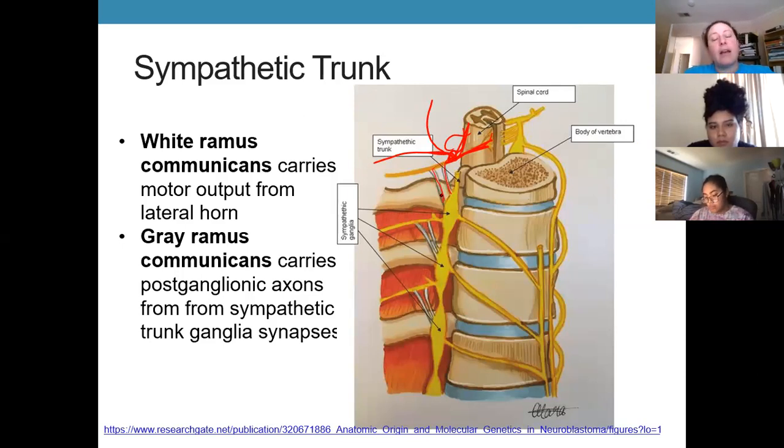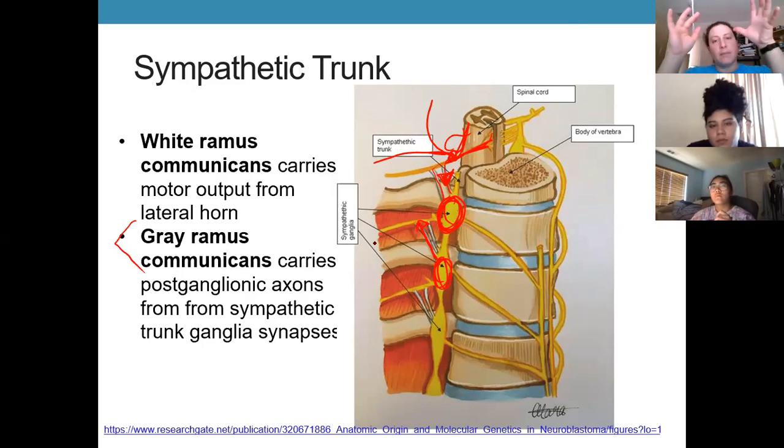rami communicans. And so that's the link between the sympathetic nervous system and the spinal nerves. So the white one is carrying motor output, so preganglionic axons. And then the cell bodies of the postganglionic neurons are in these ganglia. And in order for their axons to move out to their effector organs, they're going to come back up by this gray ramus communicans after synapsing to then go other places.